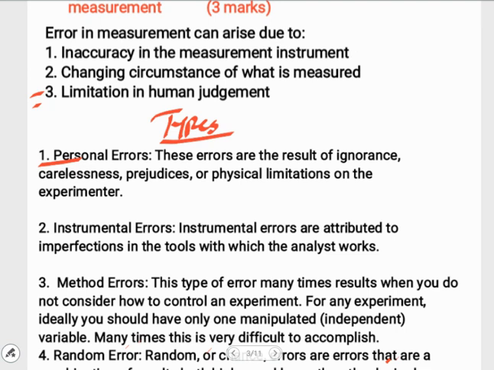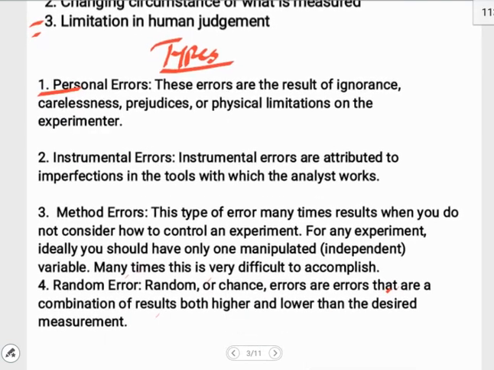Number 2, instrumental errors. This we took from here: inaccuracy in the measurement instruments. The instrumental errors are attributed to imperfection in the tools with which the analyst works. The imperfection in the tools with which the analyst works.